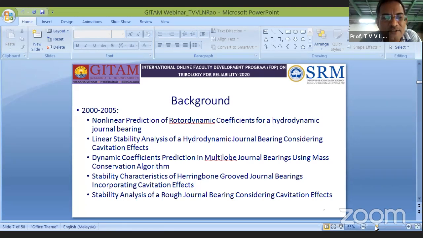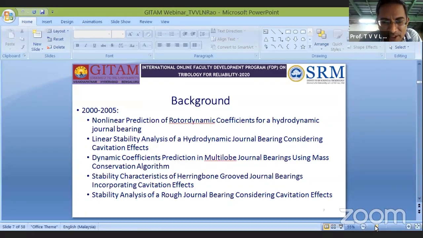So we had a series of publications in the steady state and as well as in the dynamic analysis of the plain cylindrical as well as the multi-lobe journal bearing configurations using the cavitation modeling. And if I have to tell in more specific for the cavitation, actually it is not very new in those days, but it is very well known since the Reynolds boundary condition, before that half Sommerfeld boundary condition and so on and so forth.